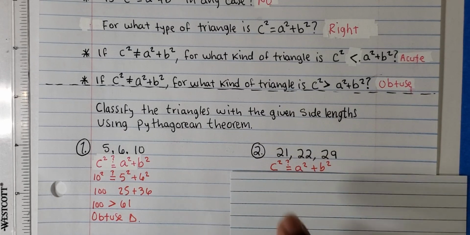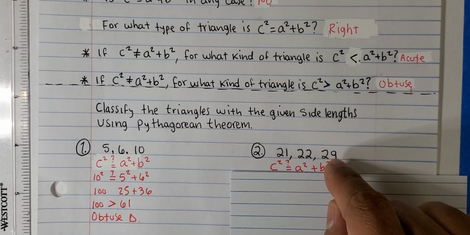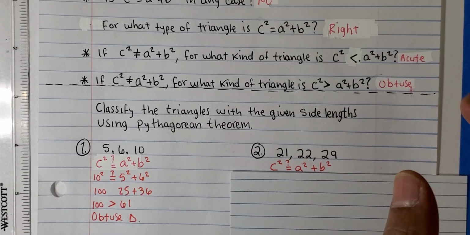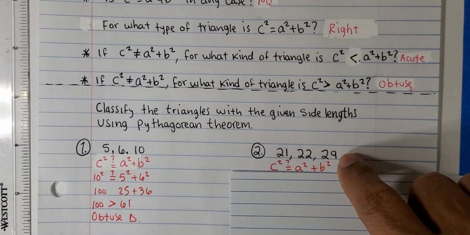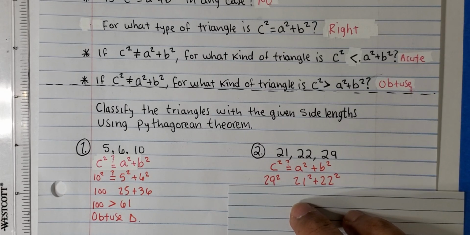Example number two, we're given side lengths of 20, 21, and 29. My question here has a question mark because I don't know if this is going to be equal. So let's see. The longest side is 29, so that's our c value. So then 29 squared, 20 squared plus 21 squared. Notice that I didn't write an equal, less than, or greater than, because we don't know yet. But once we're done with this calculation, we'll be able to determine.